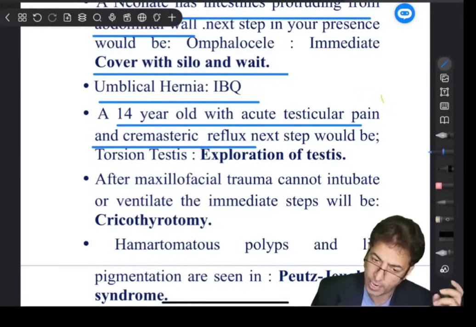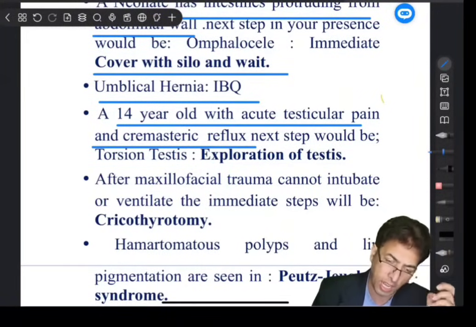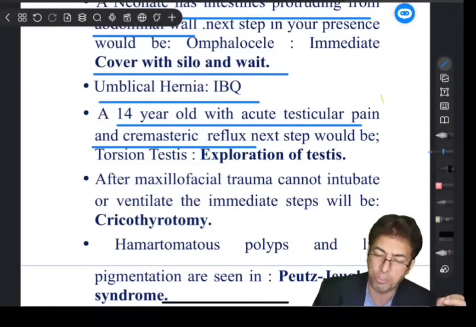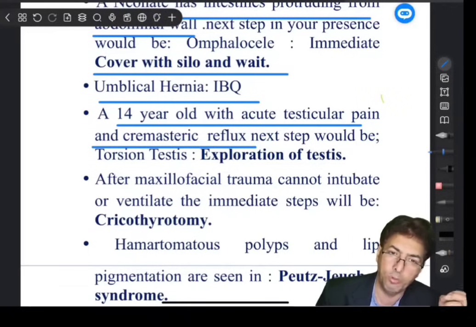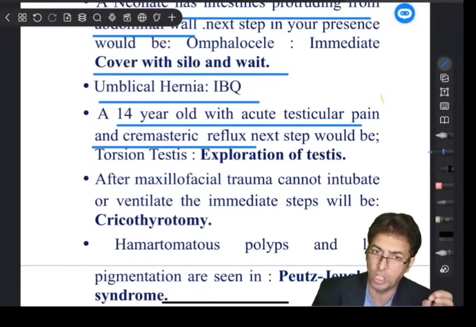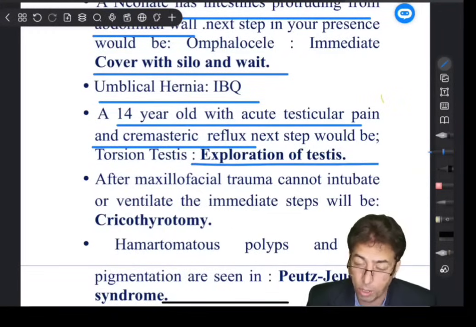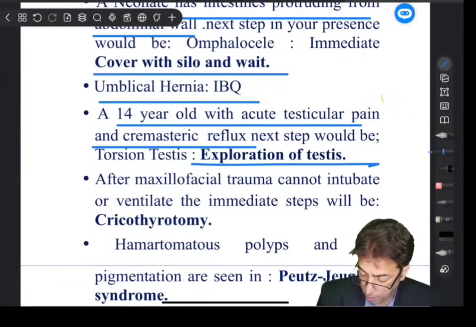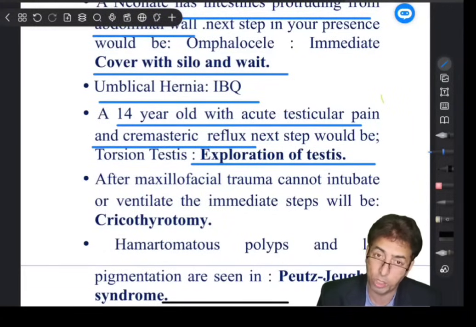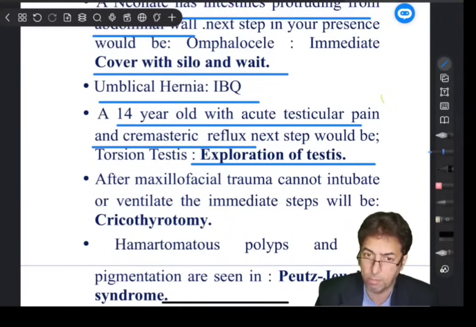It will be too late, and you have to be very vigilant, and you have to have a high level of suspicion and be very agile and aggressive in treating this. Exploration of the testes is the step you have to follow. Important: if you're not a surgeon, you have to match your surgeon. The exploration of it is not mentioned there. It's the next best step.